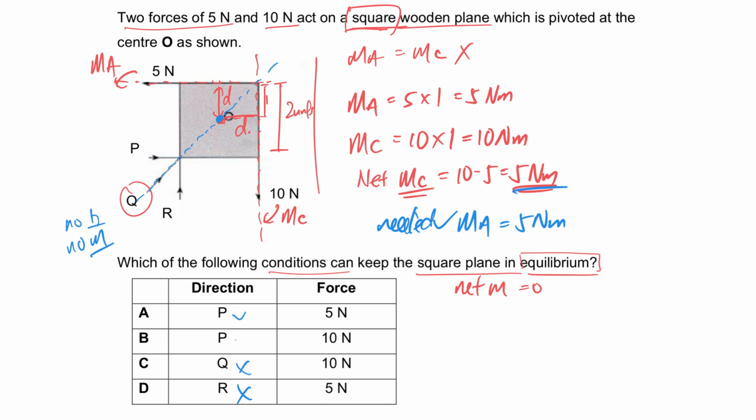So you are left with P, and what is the force that is required? Because if you look at the position of your P, the line of action of P is here, and the pivot is here. The perpendicular distance likewise here will be 1 unit. All right, so to get a magnitude of 5 Newton meter, that's 1 meter times 5. So the force P has to be 5 Newton in order to achieve 5 Newton meter anti-clockwise. All right, so the answer will be A.